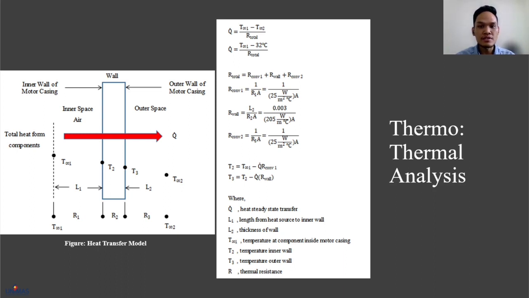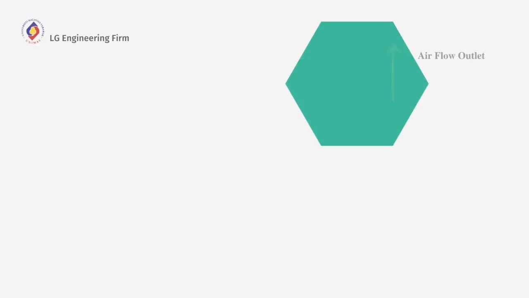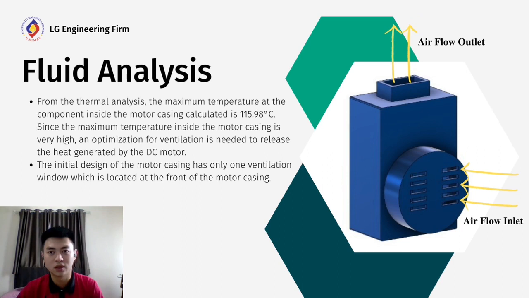This formula is used to calculate the temperature at the component inside the motor casing, denoted by T∞1, and also to calculate the temperature of the inner wall of the motor casing, denoted by T2, and the temperature of the outer wall of the motor casing, denoted by T3. For the thermal analysis, the maximum temperature at the component inside the motor casing is calculated to be 115.98 Celsius. Since the maximum temperature inside the motor casing is very high, an optimization for ventilation is needed to release the heat generated by the DC motor.